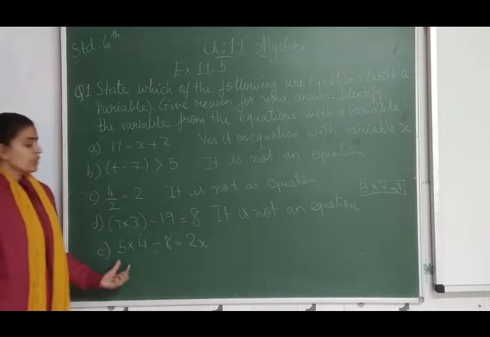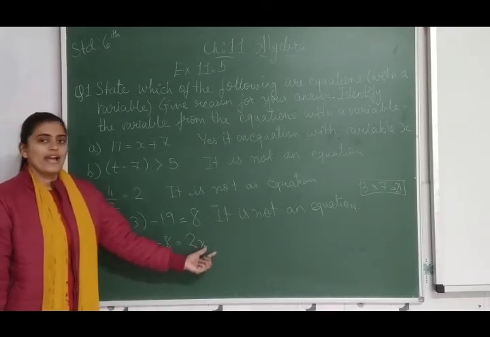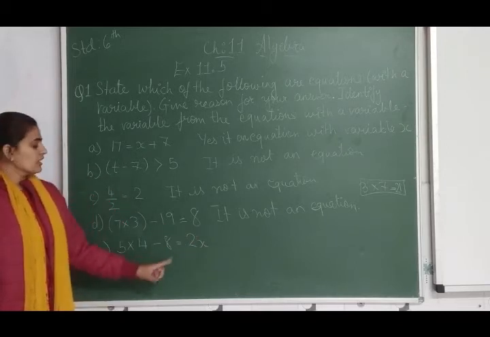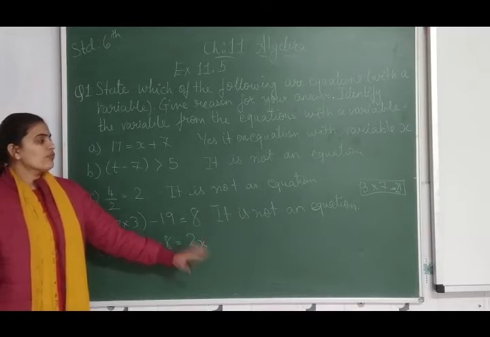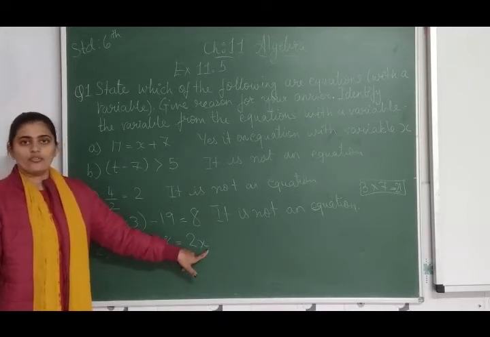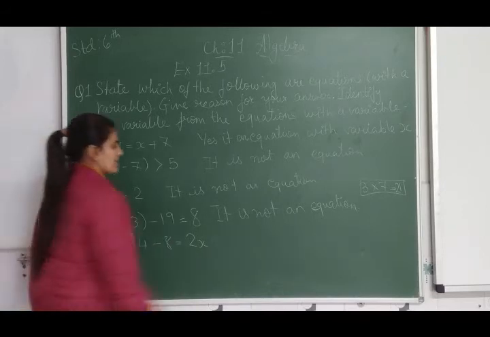Now E, 5 multiplied by 4 minus 8 is equal to 2x. First, an equal to sign is there, so it is an equation. Now the variable also you can see, x over here. So yes, it is an equation with variable x.